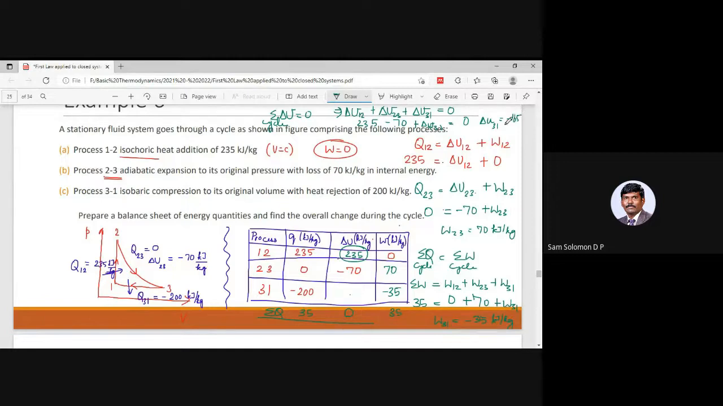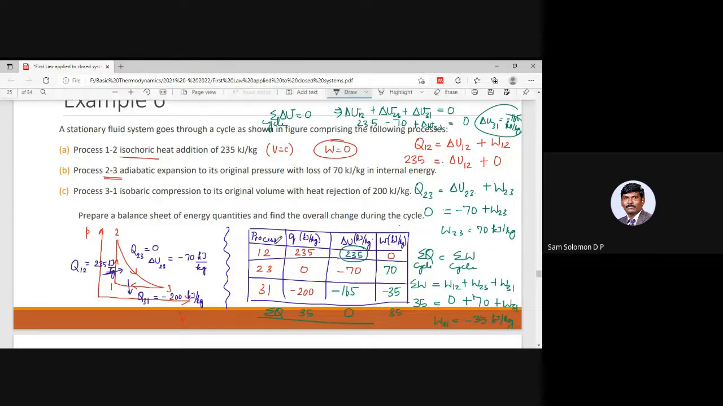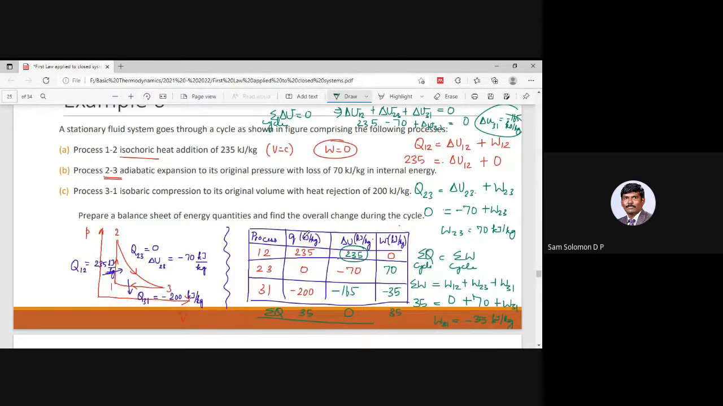Minus 165 kilojoule per kilogram. The units are very important. So this is minus 165, and when you add it, you get 0. This part of solving the problem is very simple. Preparing the balance sheet is very simple. This you will be able to do.